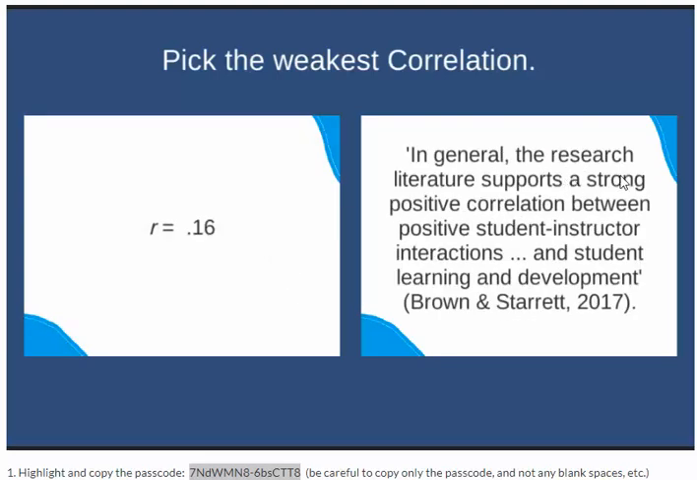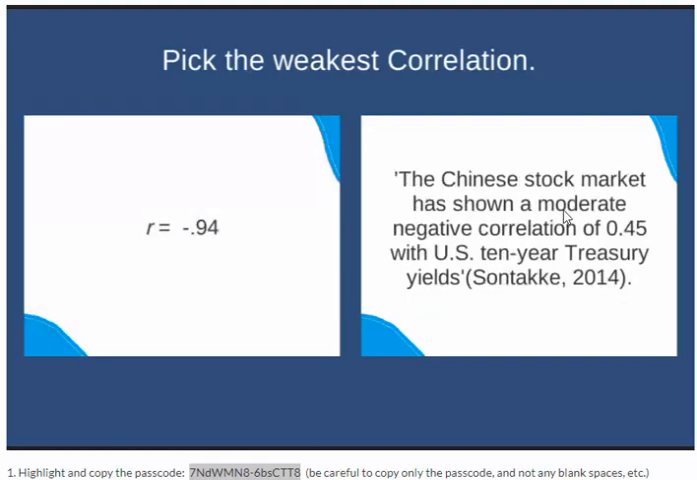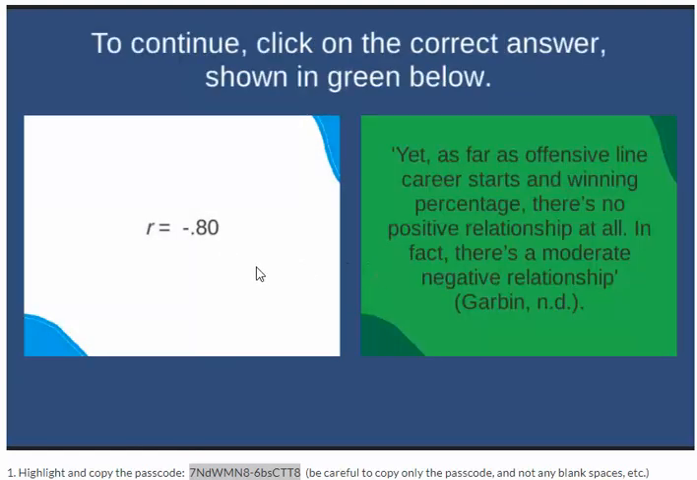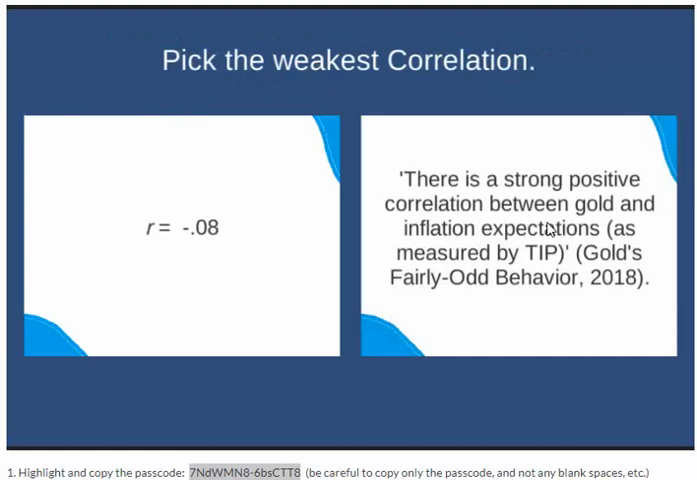So here I'm looking at strong positive correlation. So a correlation of 0.16 is weaker. This says it's moderate, so negative 0.94 is stronger. This here says it's moderate, negative 0.8 is stronger. So I shouldn't have clicked on it. I should have clicked on the weaker one. So if you make an error, the correct answer will be highlighted for you. If you wait too long, the correct answer will be highlighted for you.